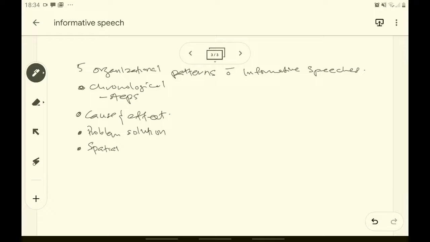For example, you want to describe a house, right? So you are describing a house. Maybe you want to talk about your living room first, then you move on to your kitchen or bedroom. But this organizational pattern is the least common pattern used in informative speech, because this type of pattern is only used when you are describing space.